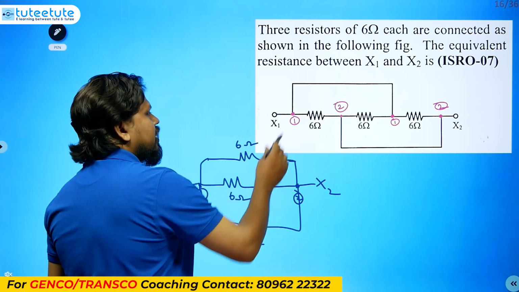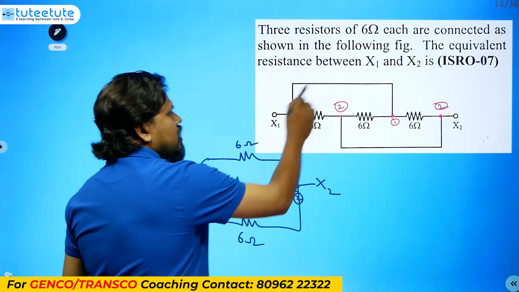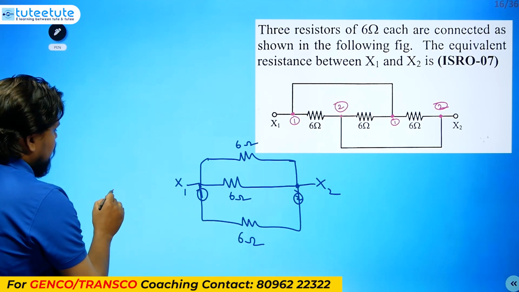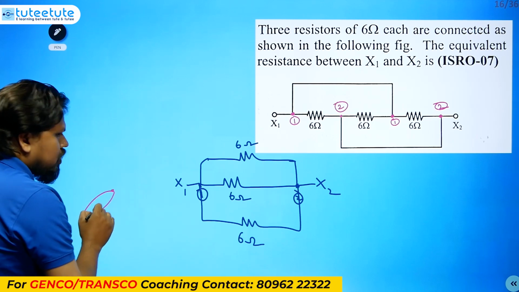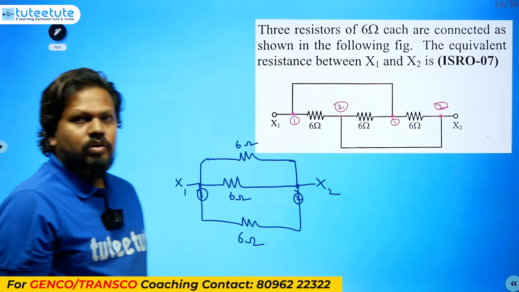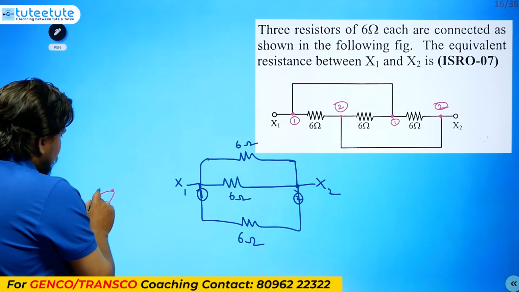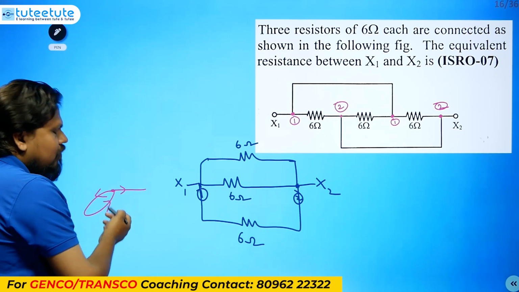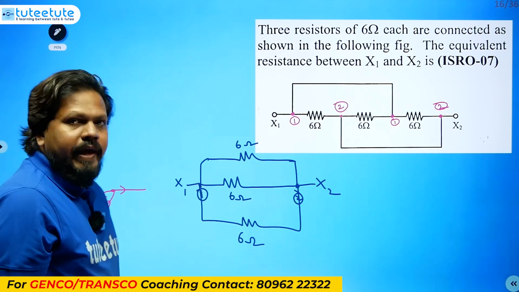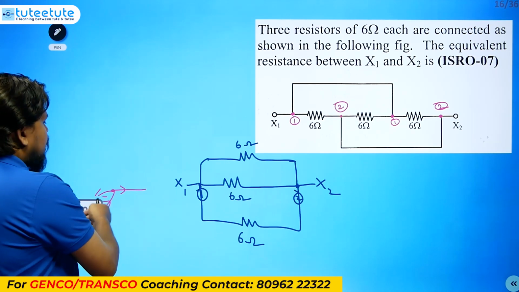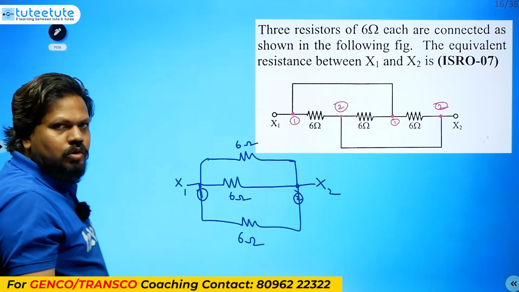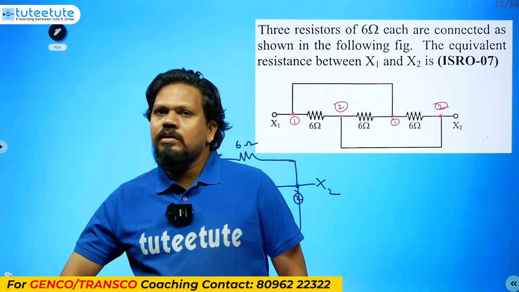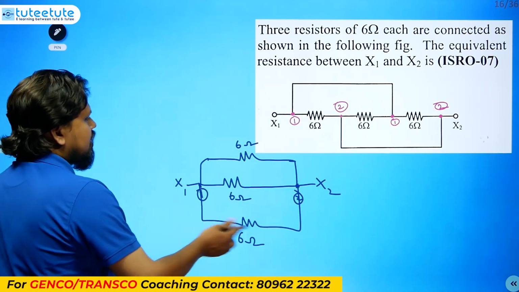You may get a doubt: between these two points 1 and 1, one line is there. What is this line? There is no need of that connection, because whenever some current goes, that current will come back like this, and this small wire will not make any difference to the actual circuit. So from one node to the same node, without any other element, we should not make any connection.